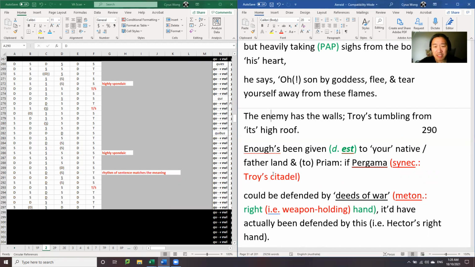So the enemy has the walls, you could say that they are sort of standing there, but the dactyls could denote perhaps the action of the destruction happening. So things just falling, whereas the enemy are occupying and they are stationary. So maybe that's just a maybe. But that's what it says in the blue book. The rhythm of the sentence matches the meaning. I guess the meaning is up to you to interpret.